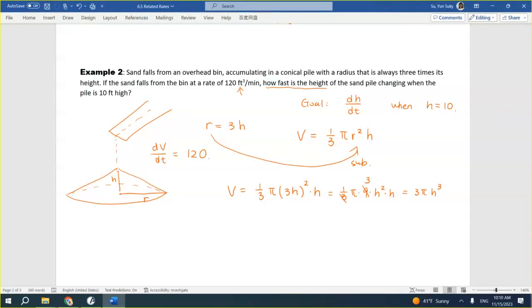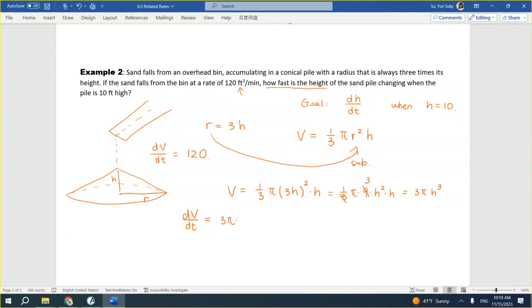So we continue. This is the relationship between V and h. Well, we're ready to differentiate. Take the derivative of both sides with respect to t. On the left-hand side, we get dV/dt. And on the right-hand side, 3 pi stays here.